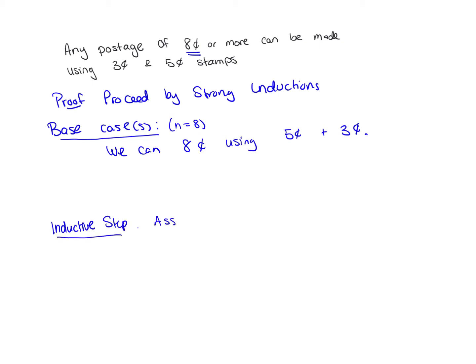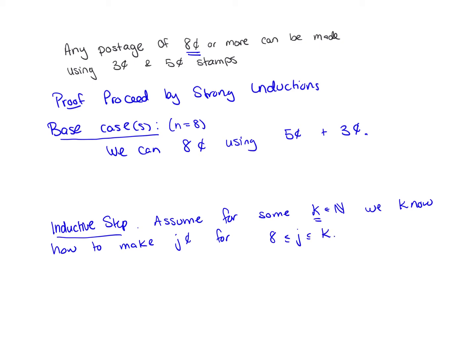So assume for some fixed k in n, we know how to make, I want to assume I know not just how to make k cents, but every number from 8 up to k. So we know how to make j cents for j between 8 and k. And now I want to consider k plus 1 cents. I want to show how I can make k plus 1 cents.